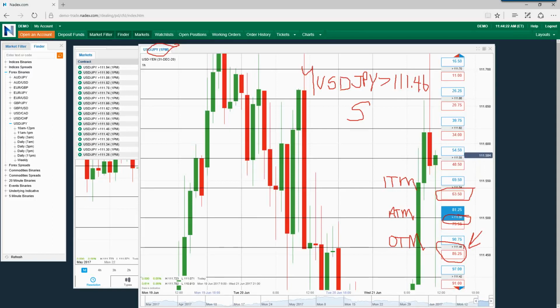Why did the in the money and out of the money reverse from before? It depends on what direction you're going, Mike. If you're buying, it's going to be the opposite of when you're selling.